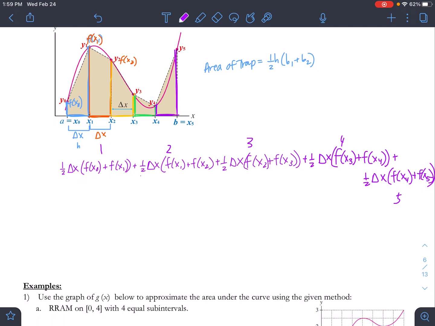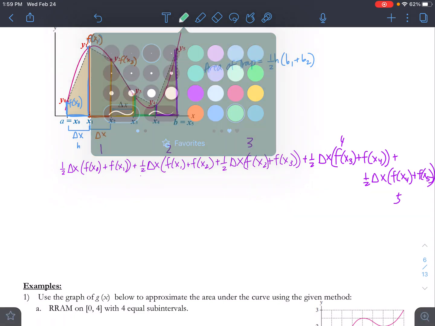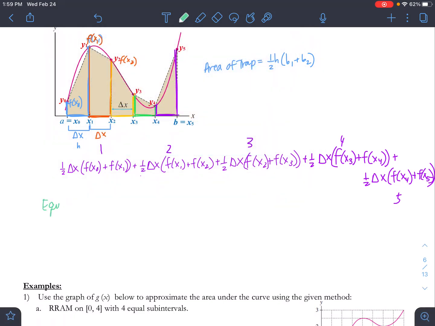But if you guys remember, when we did LRAM and RRAM, we tried to pull out delta x so that it was a little bit easier for us to calculate. So that's going to be the same thing here. If we have equal subintervals, meaning every single delta x is the same, so delta x is constant the whole time, well then, you could factor out all these 1/2 delta x's. You put that in front and only multiply it once. And then what's going on on the inside?